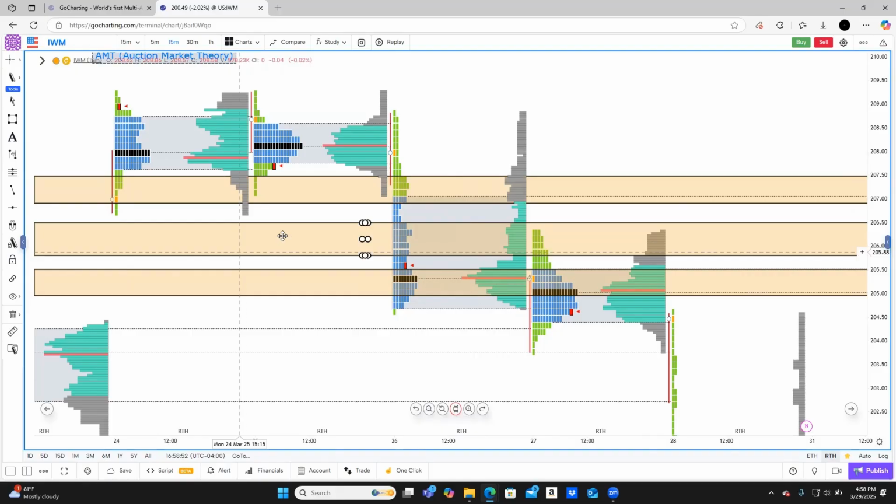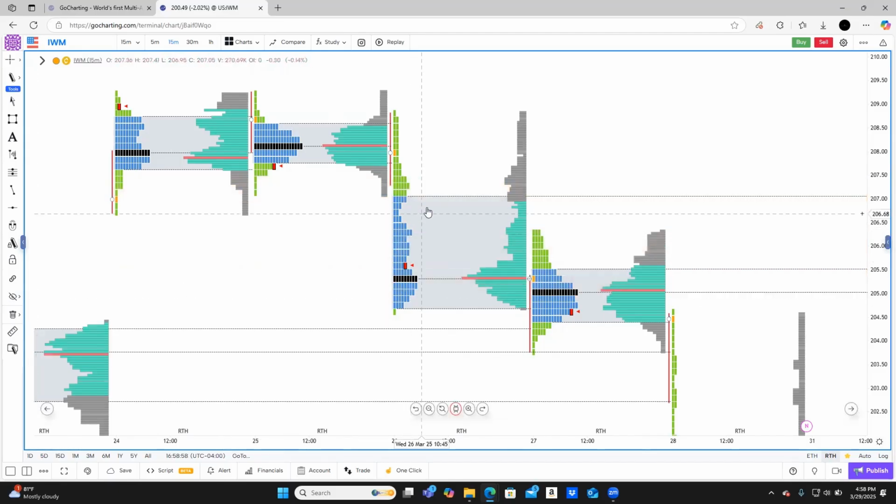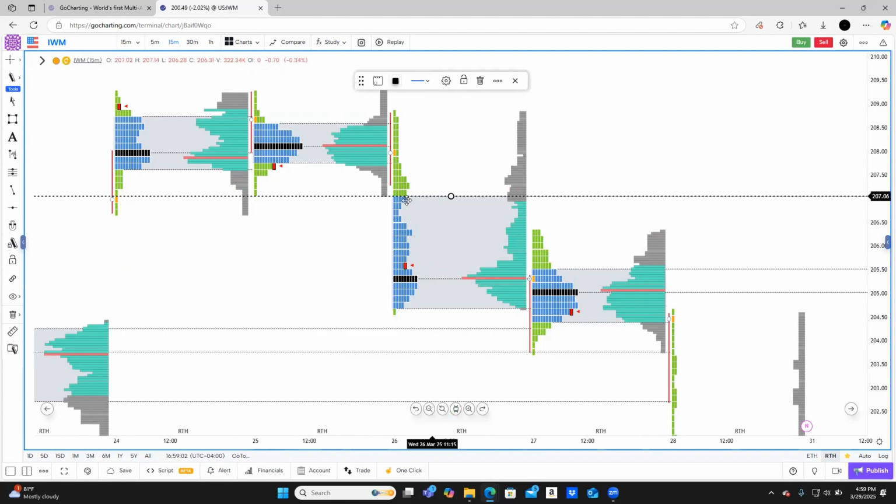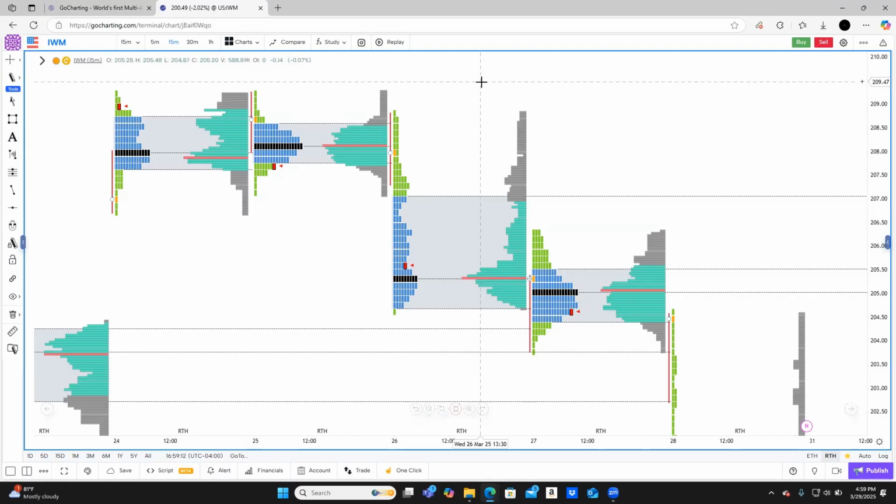So how did you play it? Again, you would play it just like you would play the 70%. If I was to hide those, you would look for a selling opportunity here or buying opportunity here. But that's the 70% of the day. So we were able to identify three different fair value areas within this entire day. One slightly out of the 70%, but the other two inside of it.